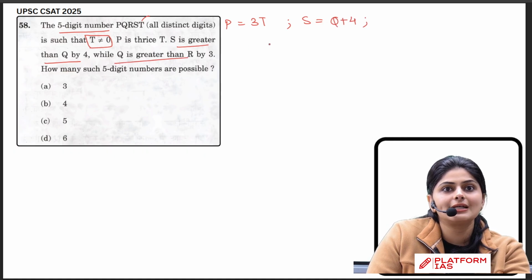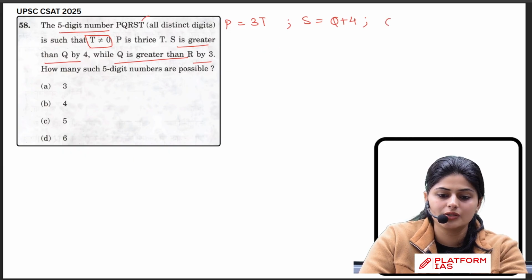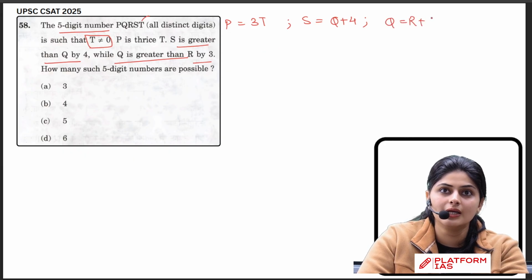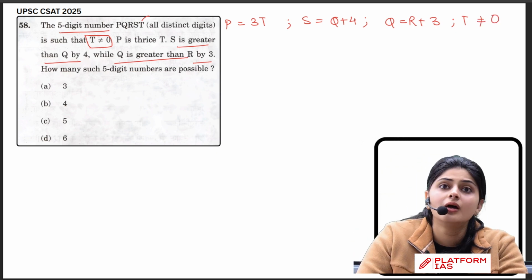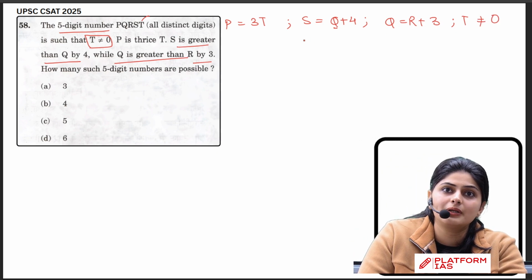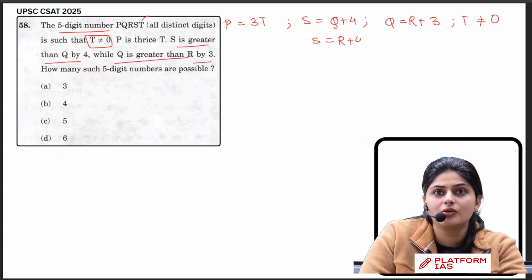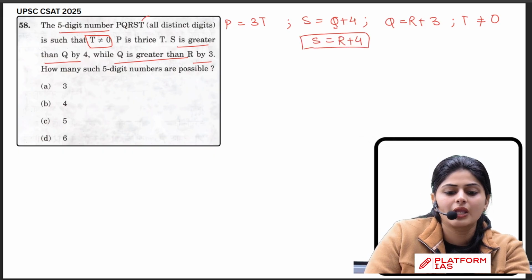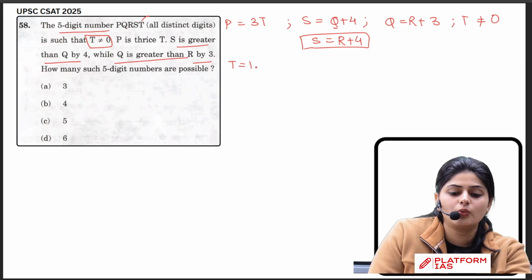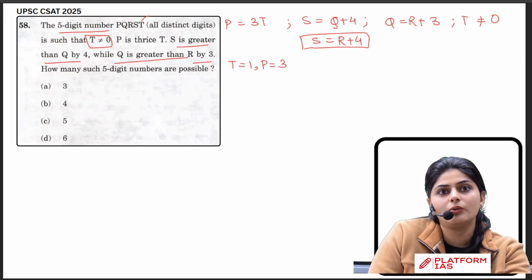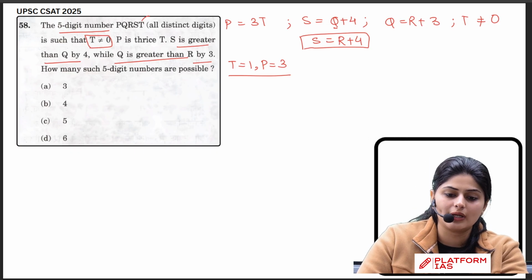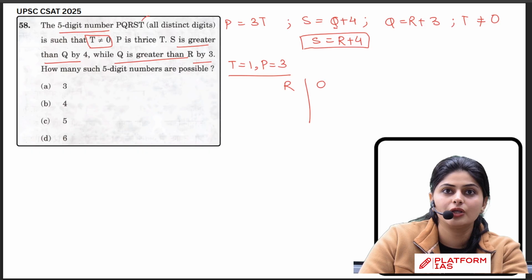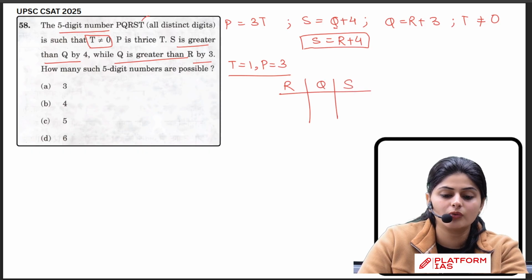And Q is greater than R by 3. So Q is equal to R plus 3. And T is not equal to 0, we'll also write it here. So if we put the value of Q as R plus 3, S will be equal to R plus 4. Fine. Now when T equals 1, what will be the value of P? P will be 3. T cannot be equal to 0, so we'll take T as 1 and we'll find out the values of R, Q and S. What will be R if R is 0, 1 and 2?